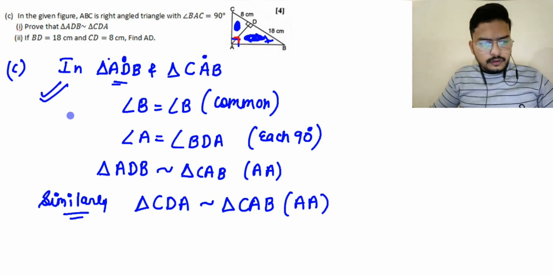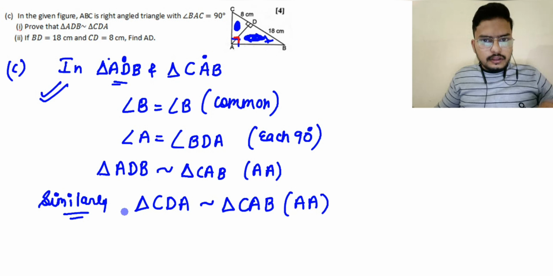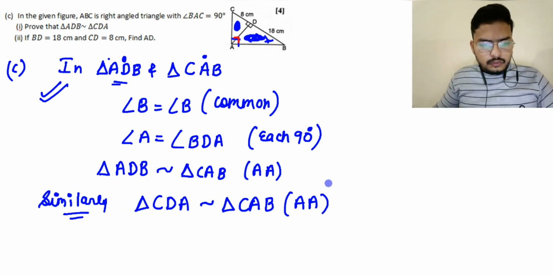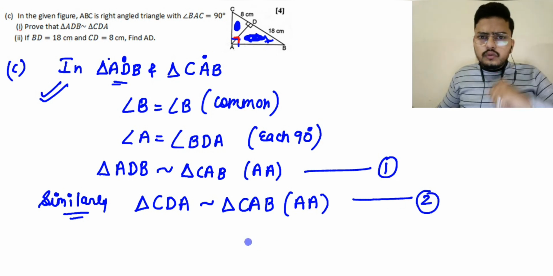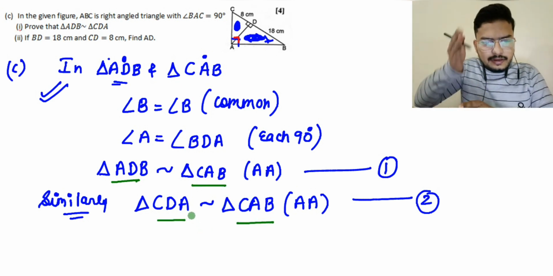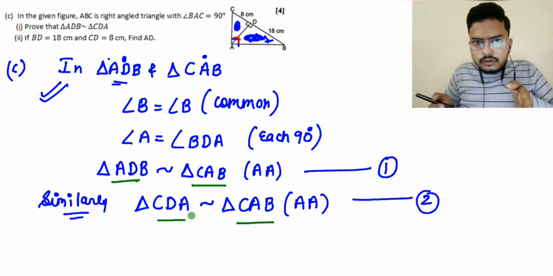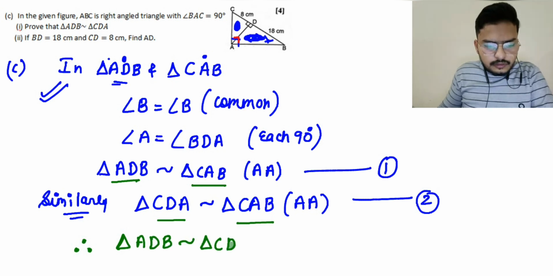And from this, we can say that if these two triangles are similar, then these two triangles are also going to be similar, right? So let us consider this as equation 1 and this as equation 2. Now you can clearly see that if this triangle is similar to this and this triangle is also similar to this, then the right hand sides are equal, so the left hand sides are also equal. Therefore triangle ADB must be similar to triangle CDA.